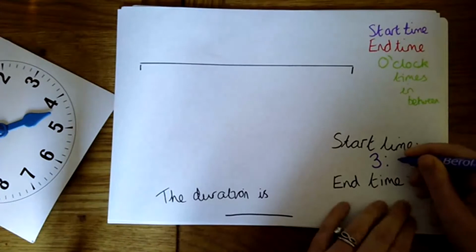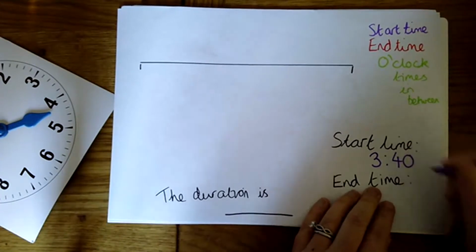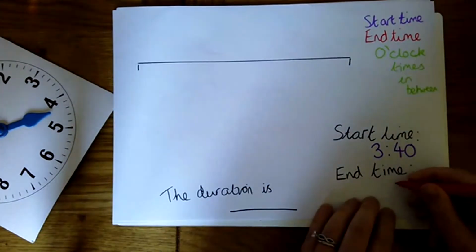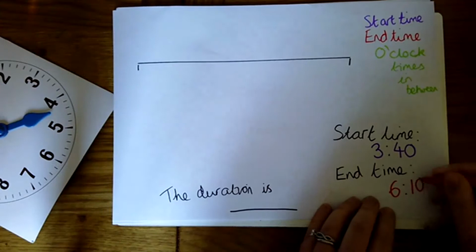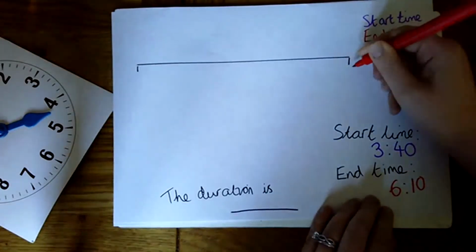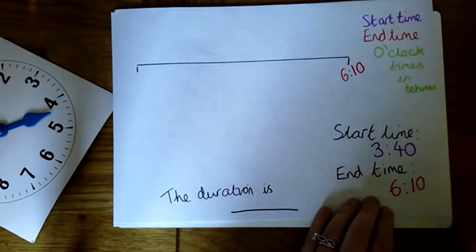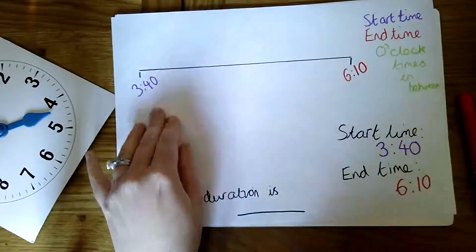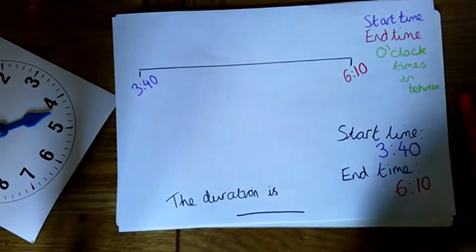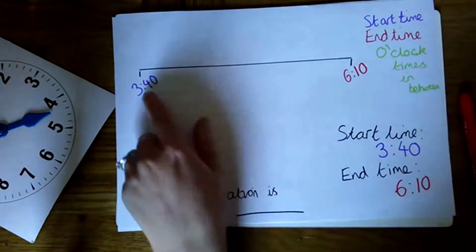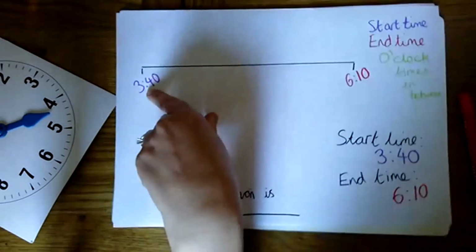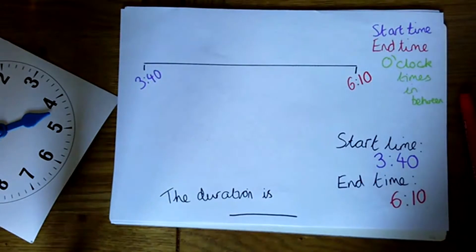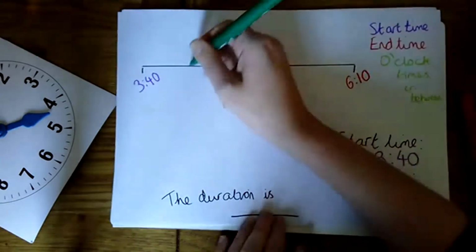So I'm going to start here at 3:40, and I'm going to finish at 6:10. Like I did last time, I'm going to label my end time and my start time. So I've labelled my start and my end time. What I'm going to do now is think, what is my nearest o'clock to my start time? My nearest o'clock to my start time is, you've got it, after 3 o'clock, we have 4 o'clock. So I'm going to put my 4 o'clock here.